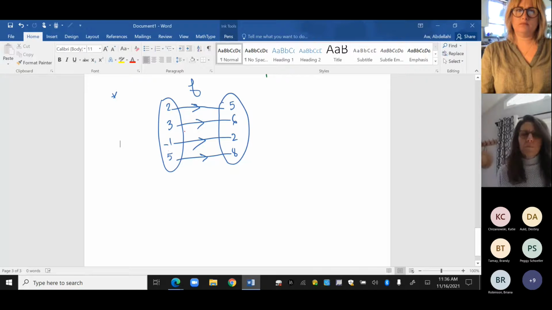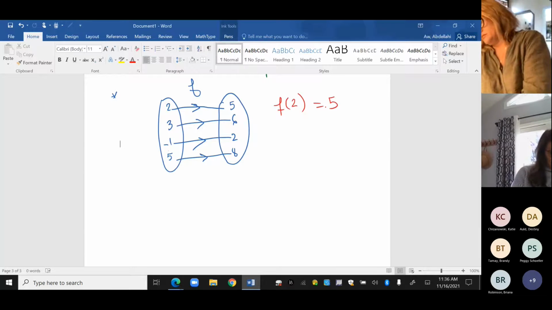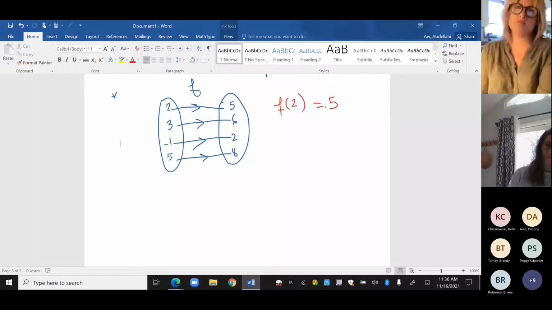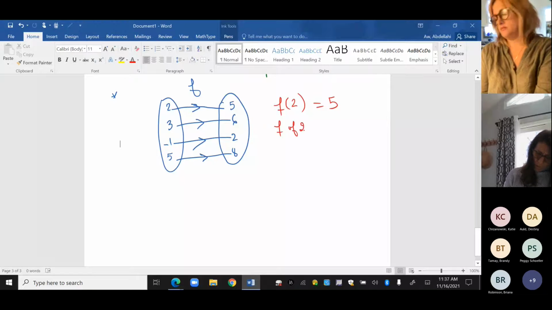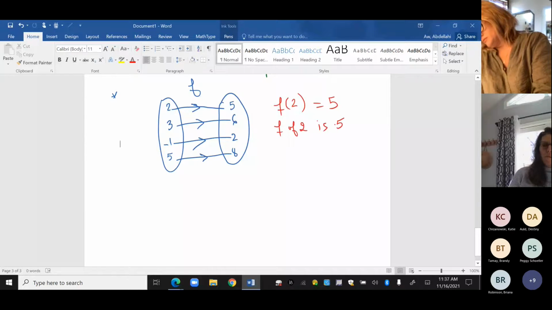If I want to represent this, the first arrow can be represented this way: F of 2 is equal to 5. Everybody see that? This is not a multiplication. The parentheses do not represent a multiplication. They just say 2 is assigned to 5. That's it. We read it as F of 2 is 5.